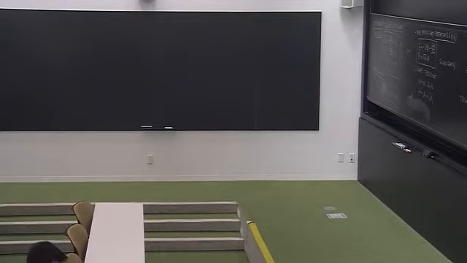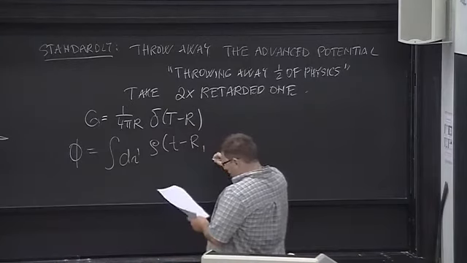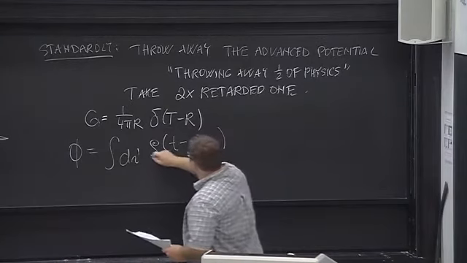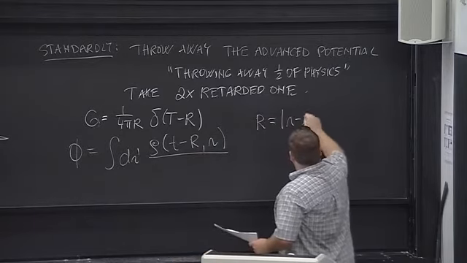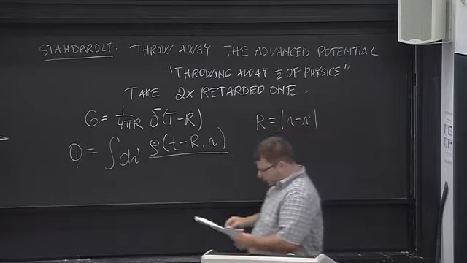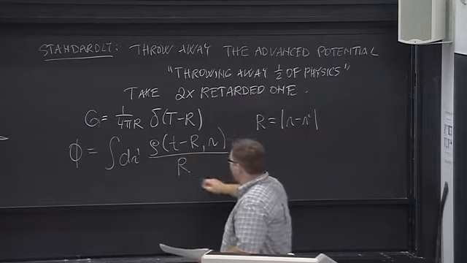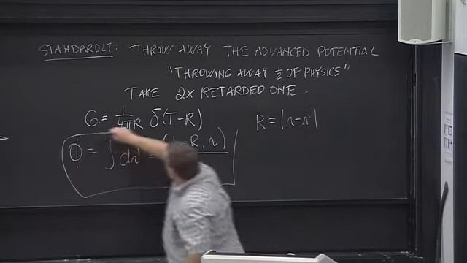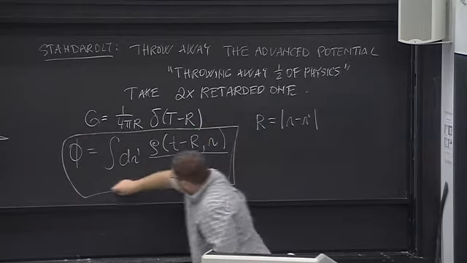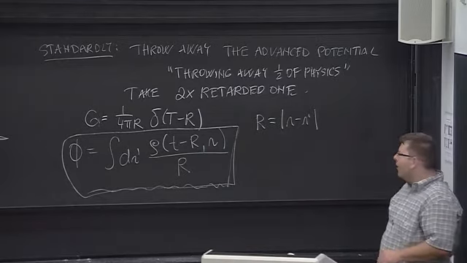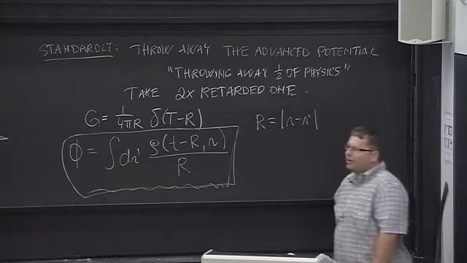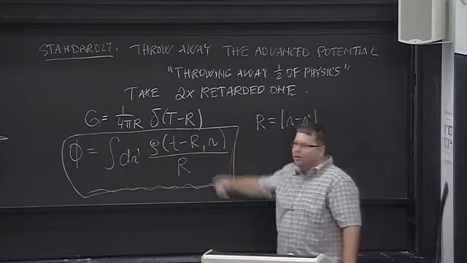So I have to evaluate rho at t prime, which is now t minus r, and then r, where r is r minus r prime, the magnitude. So it's rho at t minus r, divided by r. And that's your special solution for your phi, given the sources we have here. And it's, okay. What was the question?